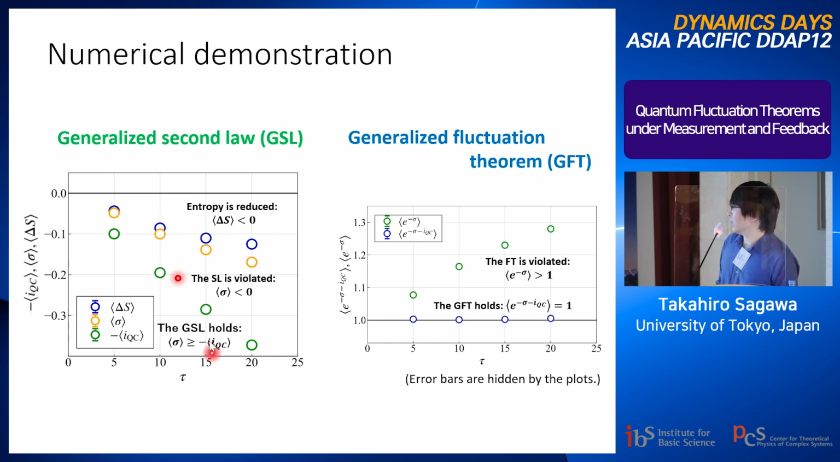And this is the generalized fluctuation theorem. If we don't take into account the QC transfer information term, and we just naively consider the exponential of minus entropy production, then the conventional fluctuation theorem is violated, as this deviates from 1. On the other hand, if we consider the QC mutual information term inside the exponential and the ensemble average, then we always have 1, like this. So this means that the generalized fluctuation theorem is indeed satisfied in our numerical demonstration.